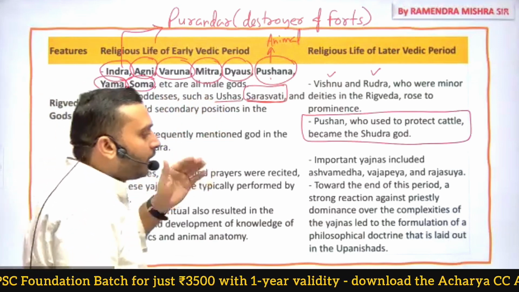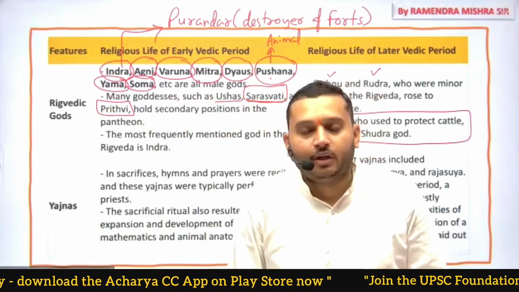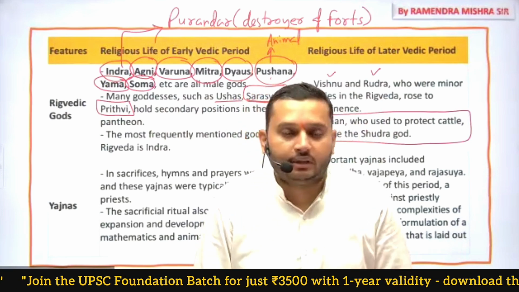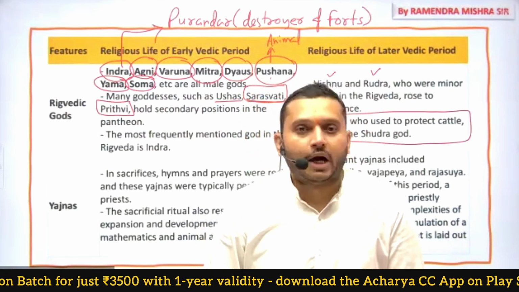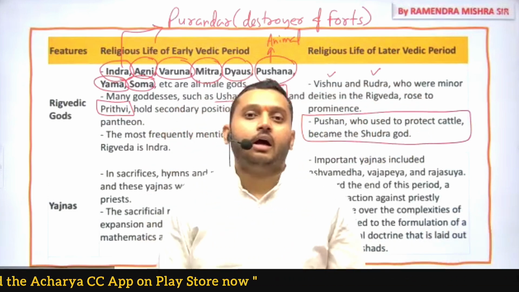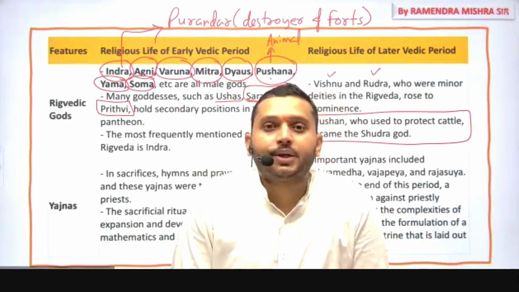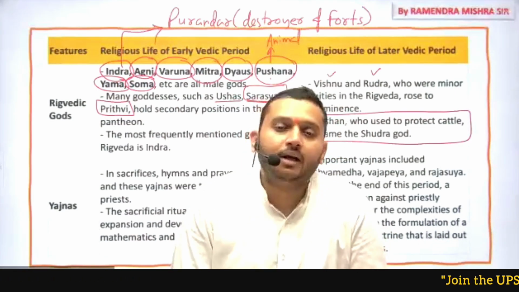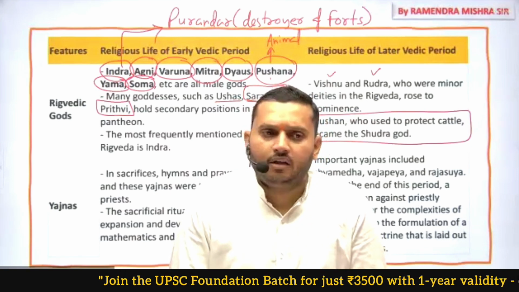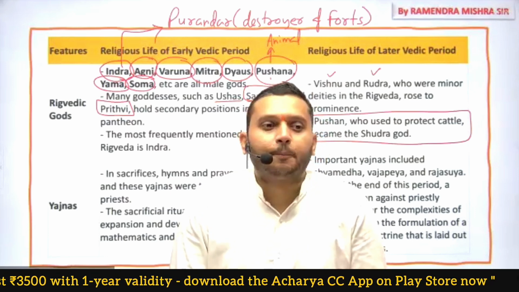Now, what are their rituals? How did they make worship? First of all, there was no idol worship at that time. That means there was no idol of any of these gods, either Indra or Agni or Varuna. As well as there was no worship place like a temple, or any other type of building, such as a monastery or any other thing.